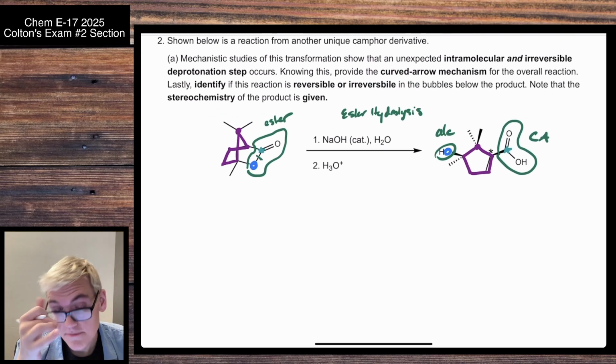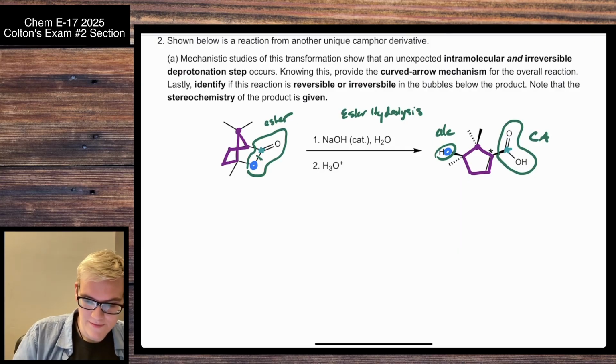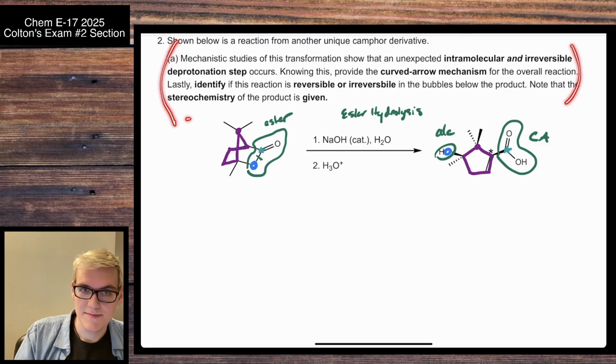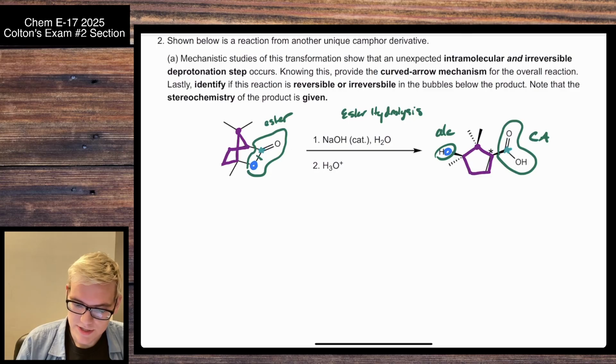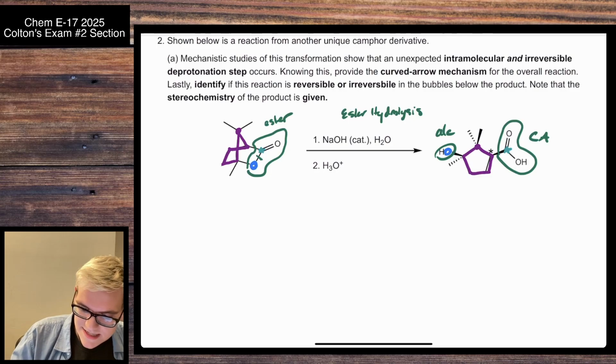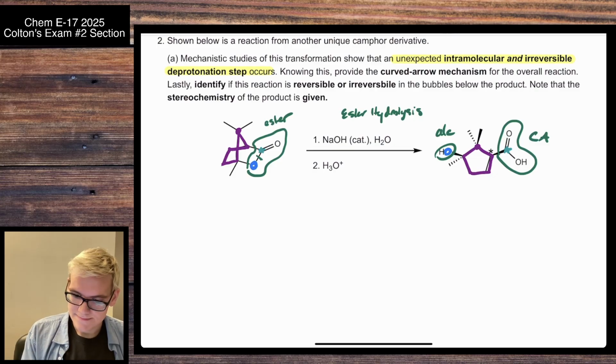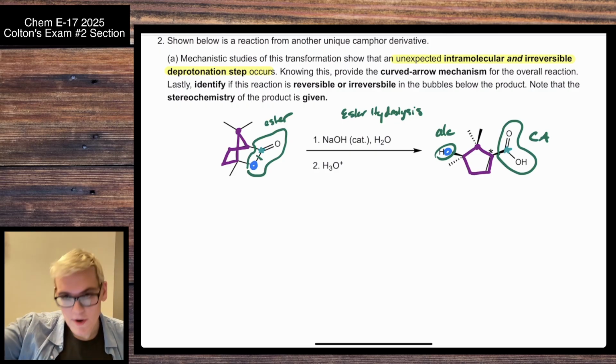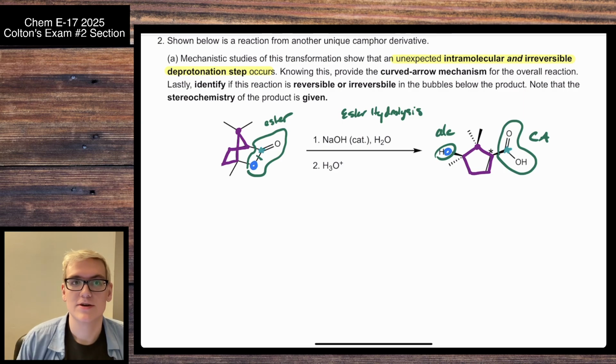And then we should always read the paragraph. A lot of times it will be nothing sauce, but sometimes it has something important. Mechanistic studies of this transformation show that an unexpected intramolecular and irreversible deprotonation step occurs. Unexpected. So we know that this is going to be different from our memorized class reaction for ester hydrolysis. And then we need to identify this reaction as either reversible or irreversible.